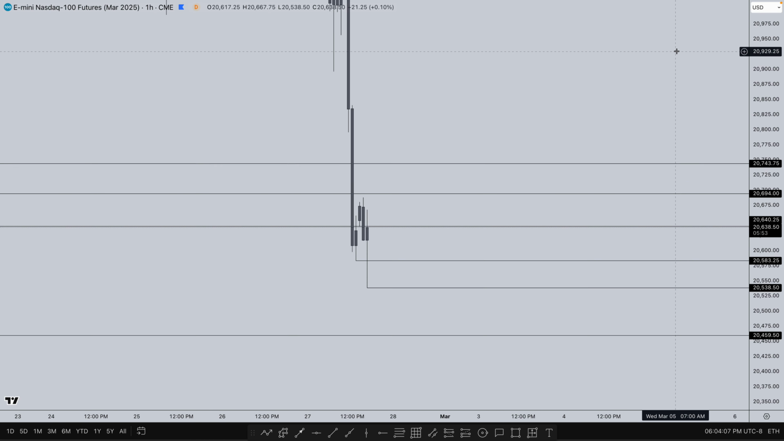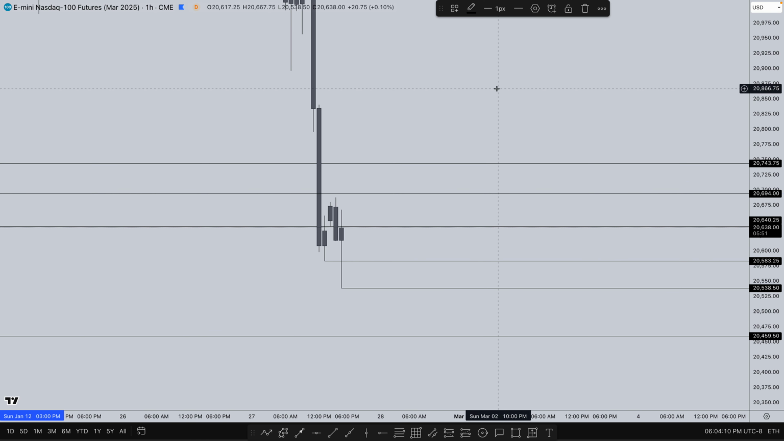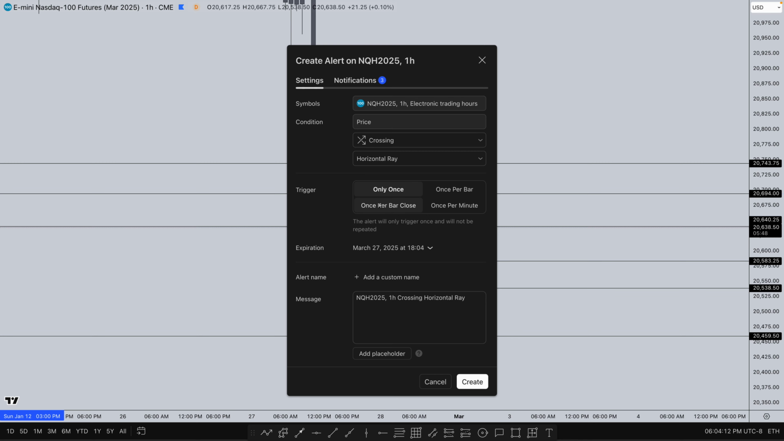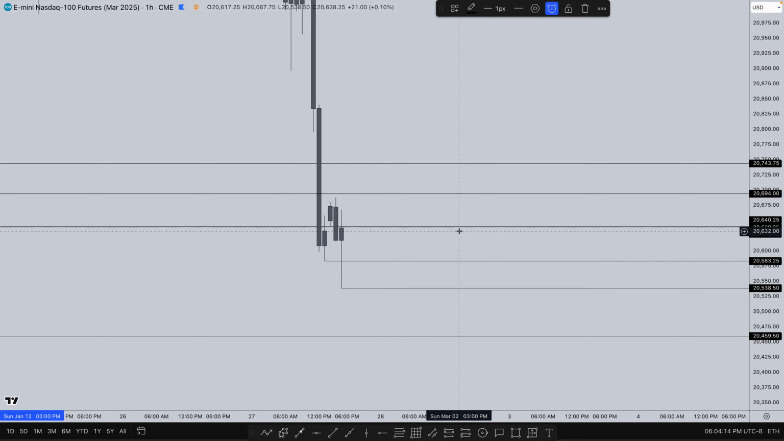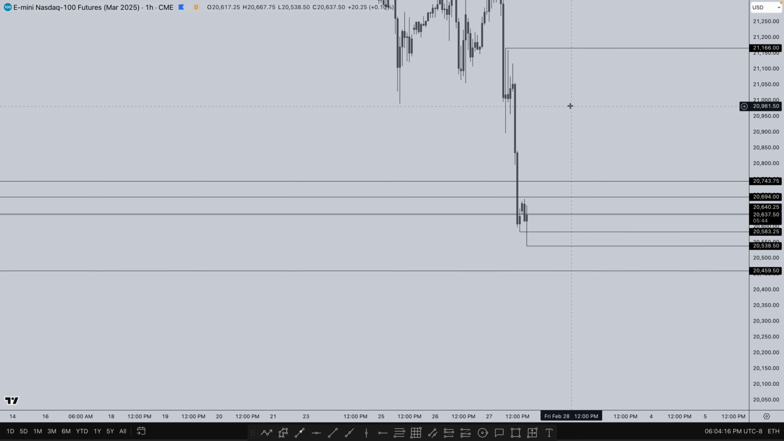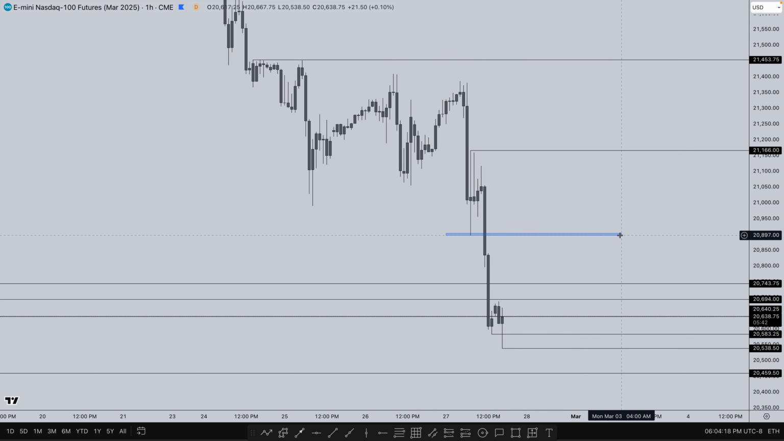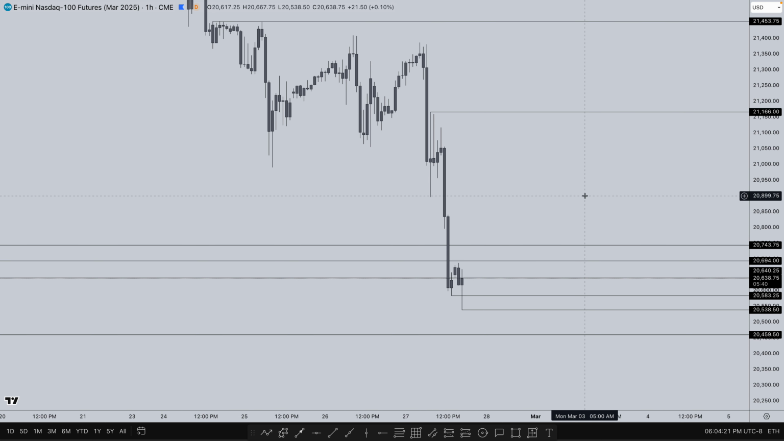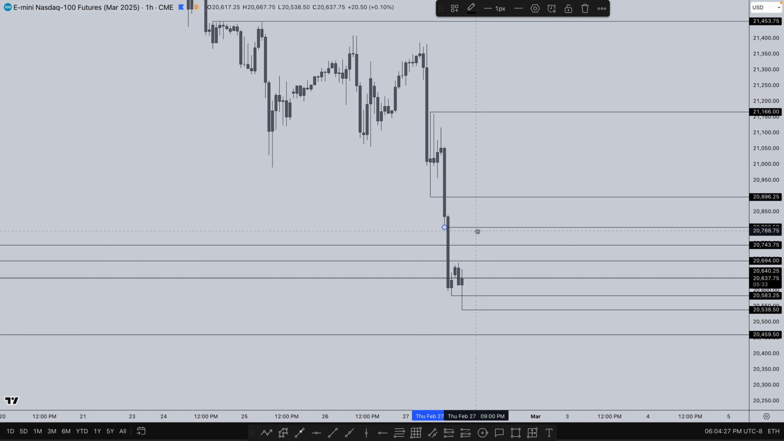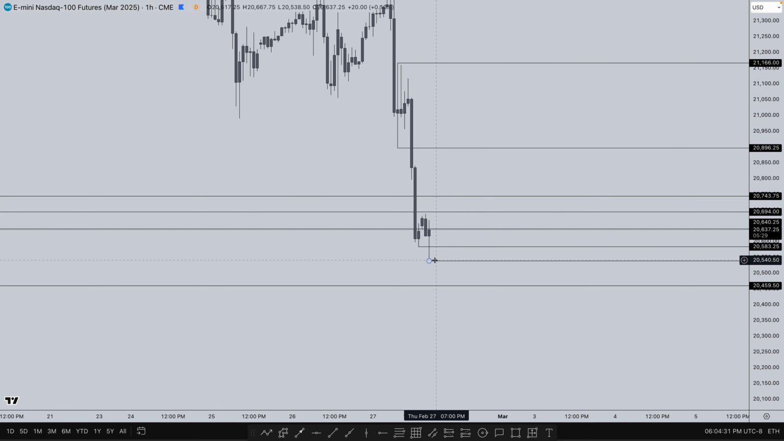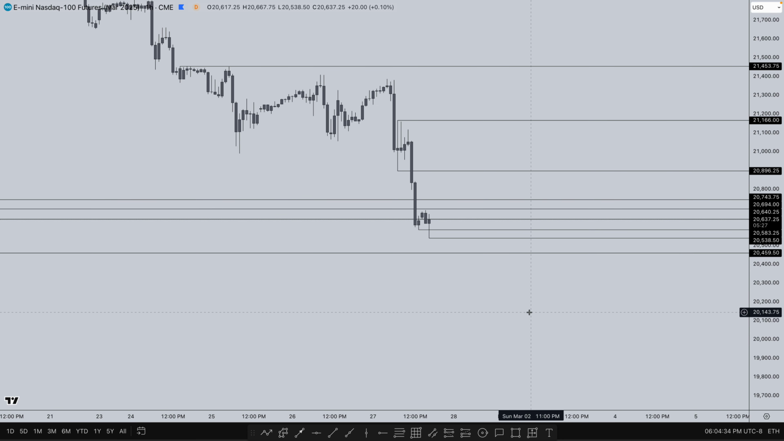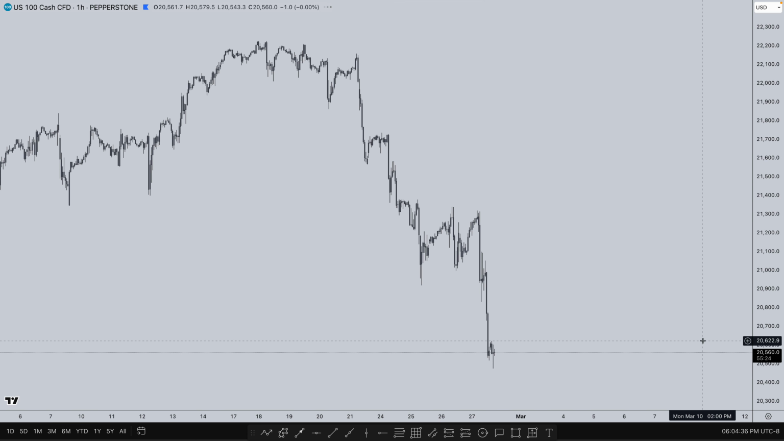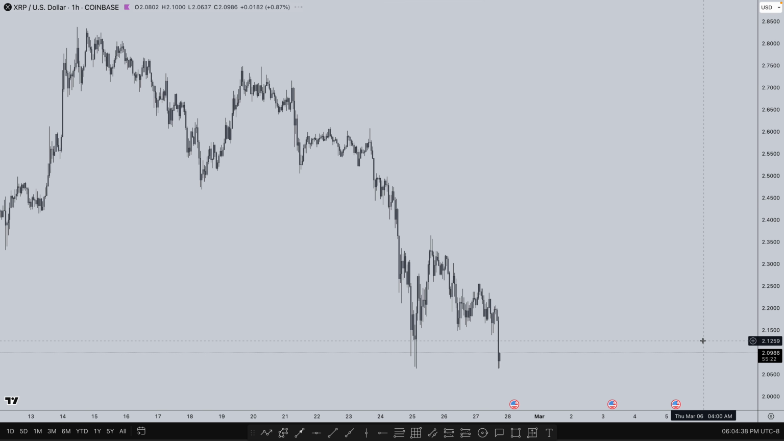But I want to see these highs get broken above, so I'm going to put an alert here. Once per bar close. And if price comes here as well, there's also a chance of reversal. These lows could easily be respected as well. These lows as well. But I'm not going to mark up every single one. I just want to see this get broken above first. So that's it for NAS. Let me go look at gold real quick.